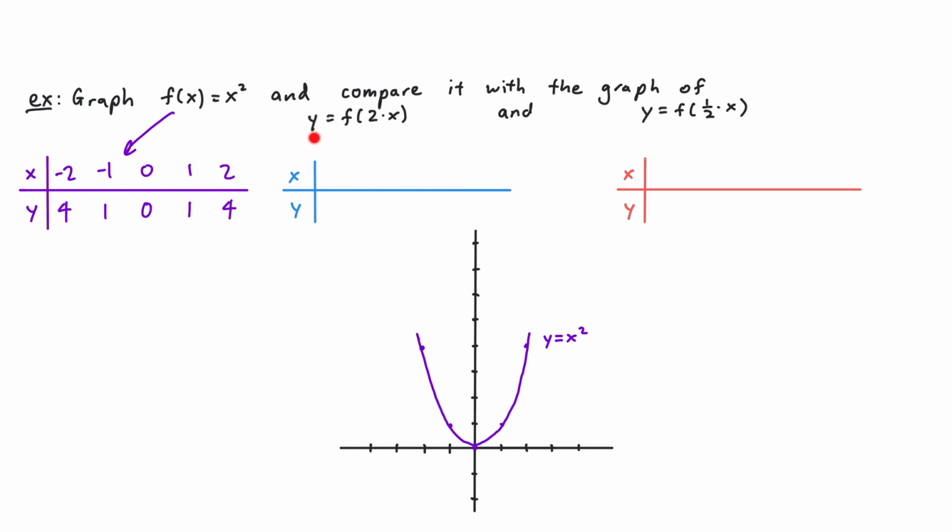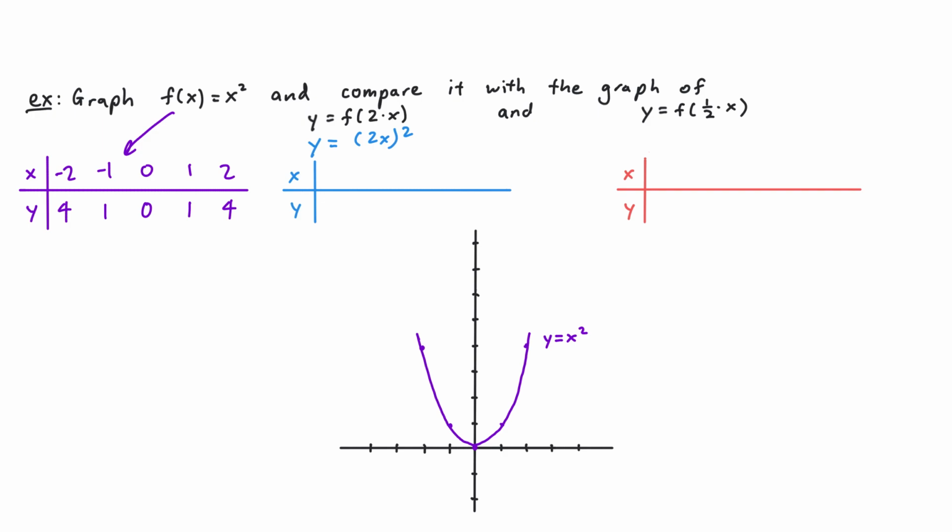First, let's look at y equals f of 2 times x. If we want to evaluate f of 2 times x, we take x in our original equation and we replace it with our new input 2 times x. So the equation is going to be y equals, in parentheses, 2 times x squared.